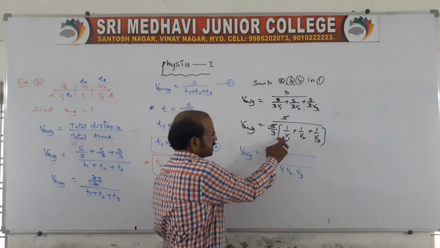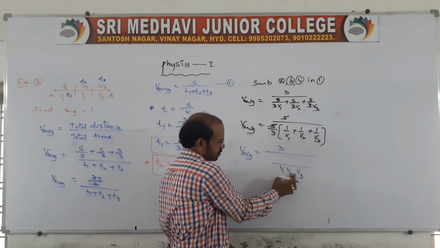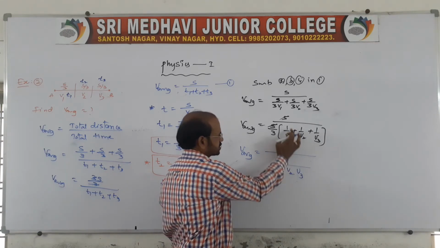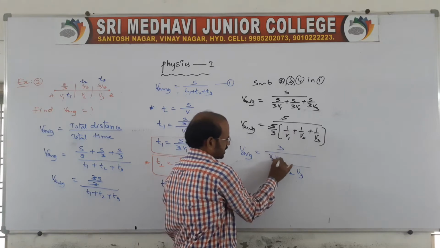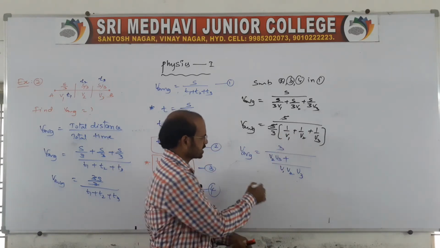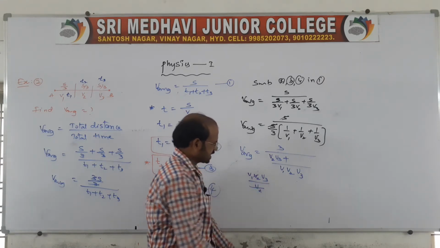So now here it is 1 by v1, no? Now you divide v1 v2 v3 by v1, so v1 and v1 cancel, then v2 v3 is left over. So multiply with this v2 v3 plus, like here 1 by v2 is there, no? Again you take the same v1 v2 v3 by v2, so v2 v2 is cancelled.